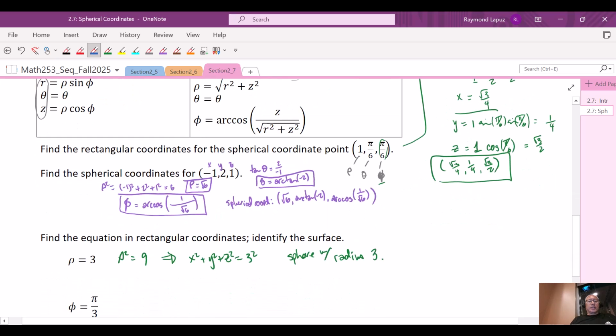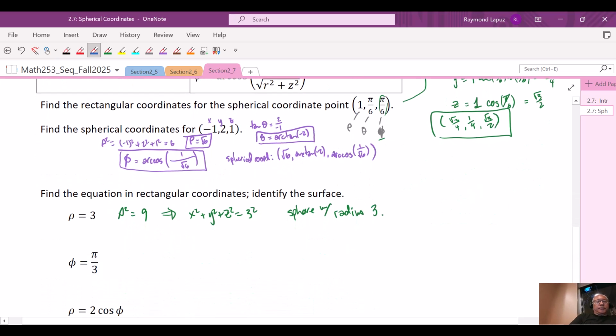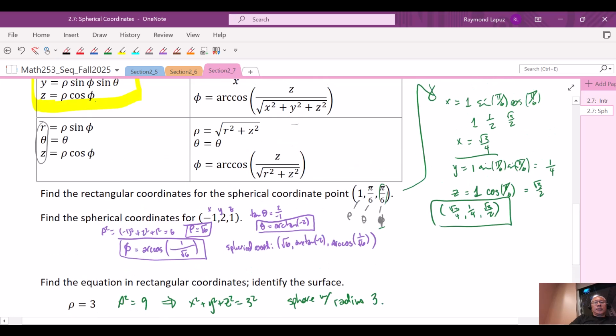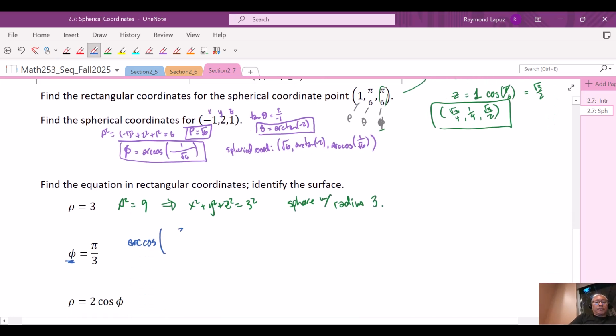So let's see. Let's change this to the arc cosine of z divided by the square root of x squared plus y squared plus z squared. So that's what phi is equal to, and this is supposed to equal pi over 3.